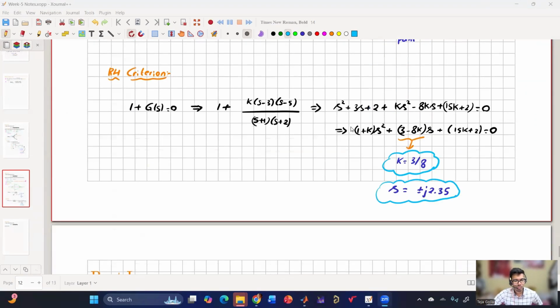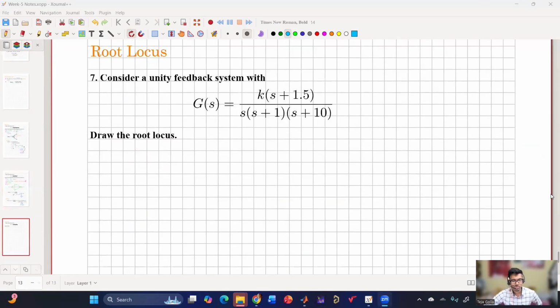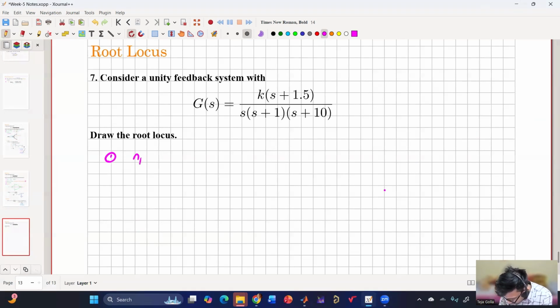Now I'll quickly solve one problem. This is also a simple problem, root locus. So this is the last problem for today. Yeah, please be patient and solve with me. So we'll start with the first one. Tell me how many poles are here, how many zeros are there, and how many branches will be tending to infinity.